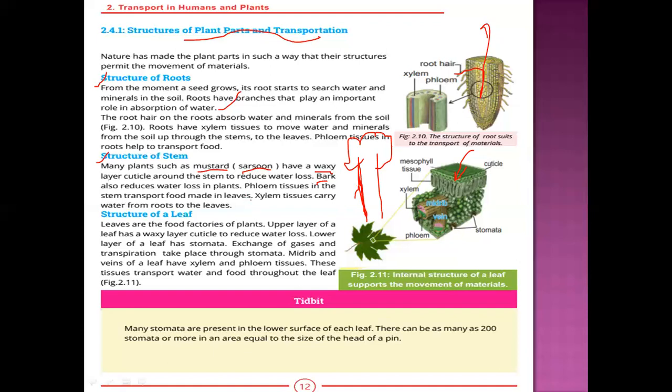As well as you see here xylem and phloem. This central line is called midrib, and all these are called veins, which move around the leaves, and they spread in the leaves, and they have xylem and phloem to distribute the water and food.